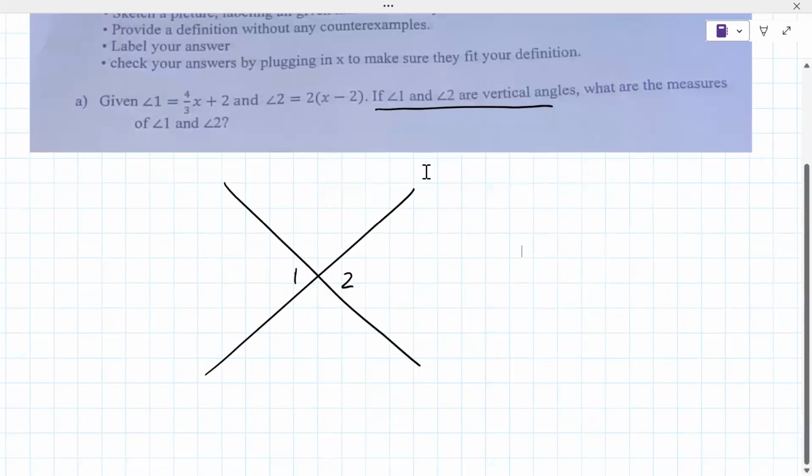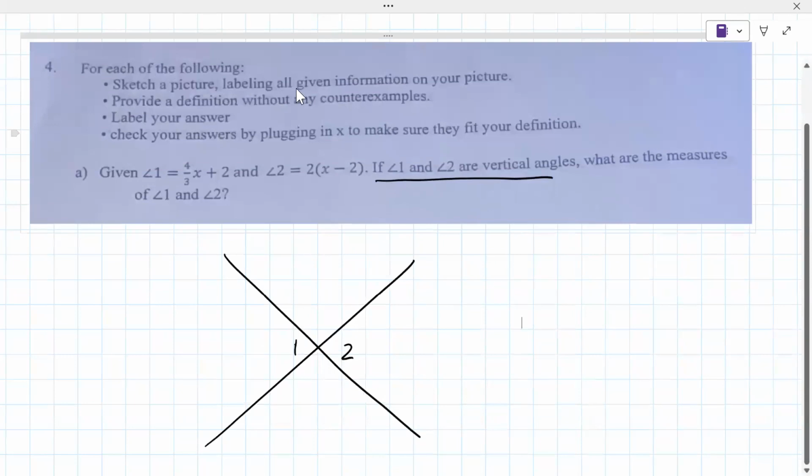So there's angle 1, there's angle 2. So there's a sketch, a picture. This is good. Labeling all the given information. Okay, provided definition without any counterexamples.